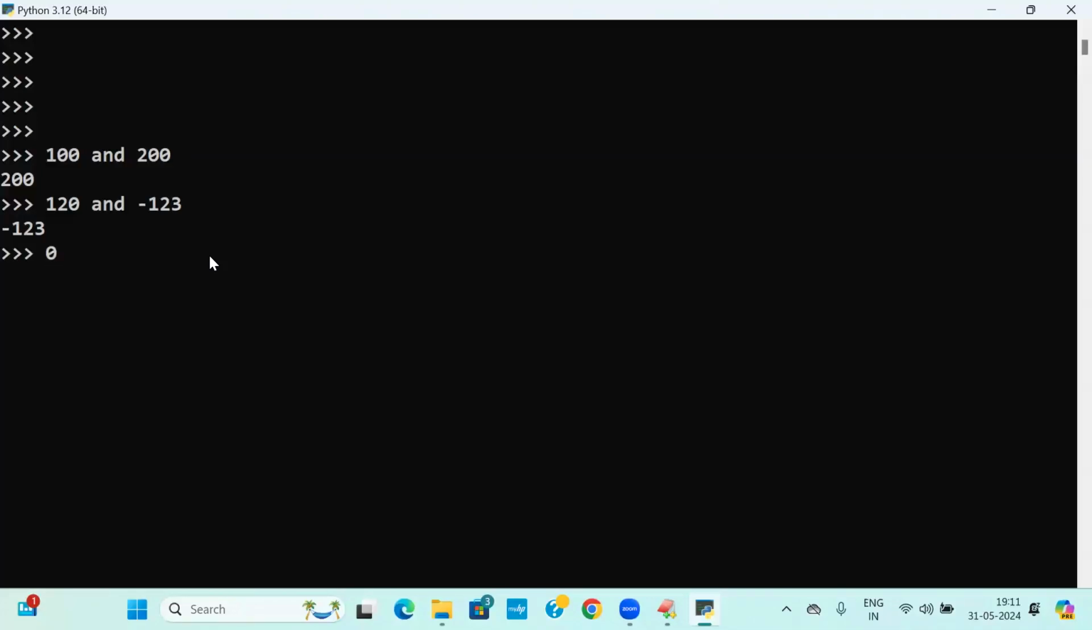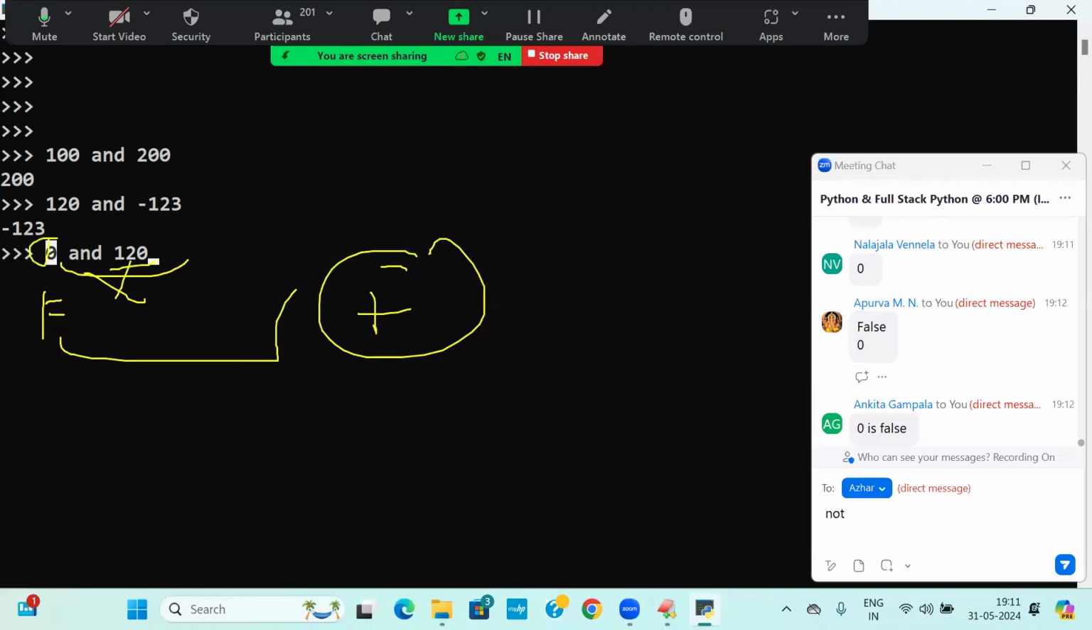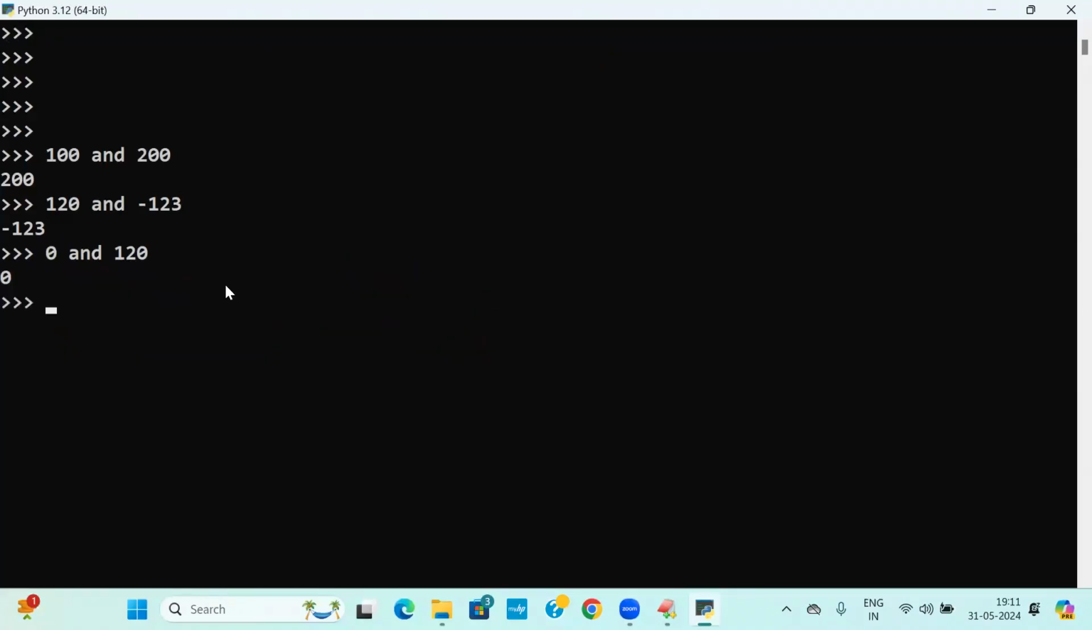Okay. 0 and 120. 0 is false. 0 and 120 gives 0. Why? Come on. 0 means what? False. When the first one is false, will it go to the second? According to which concept? Short circuit. So it will not go there. And what is the result now? False. In place of false, what is there? That is the result.